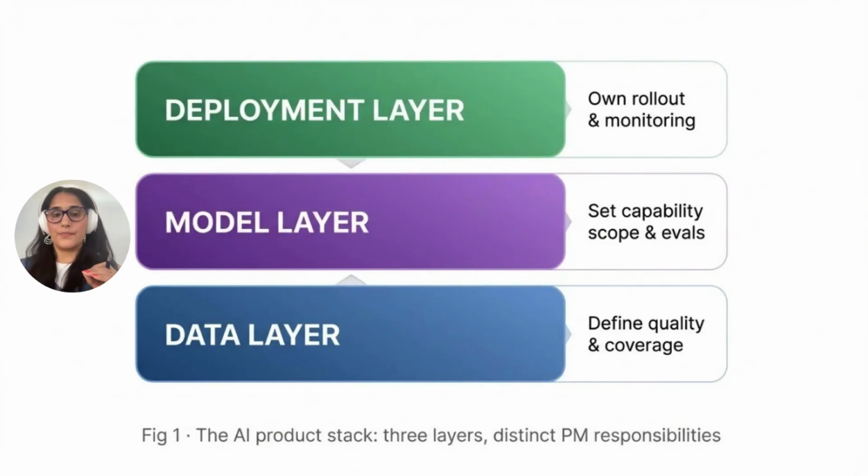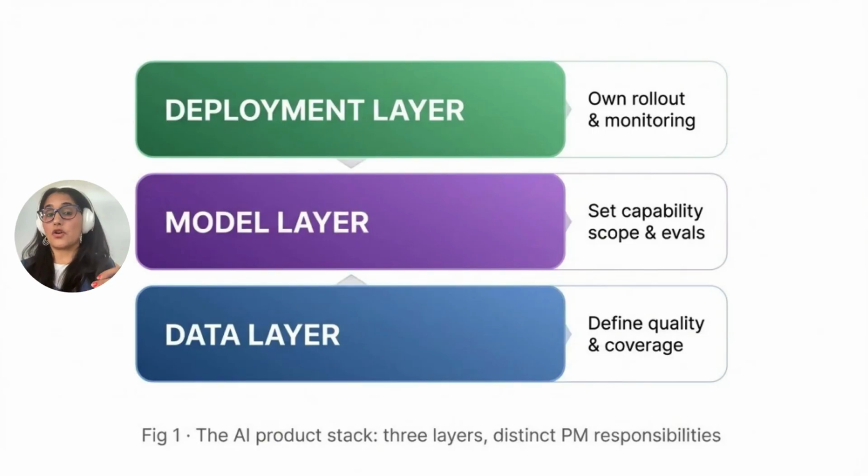So here is a test I do. Think about the last time something unexpected happened in your AI feature. Not a bug in the traditional sense, just the behavior changed. The outputs got worse and users started bypassing the feature. Response times went up. Now ask yourself, did you know where to look first? Did you have enough visibility into the data and model layers to even start the diagnosis? If your answer is no, you already have an ownership gap. And that's not a technical problem, that's a product problem.